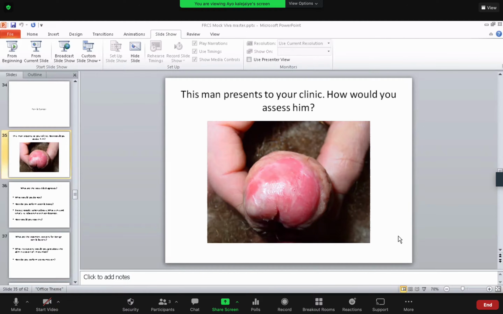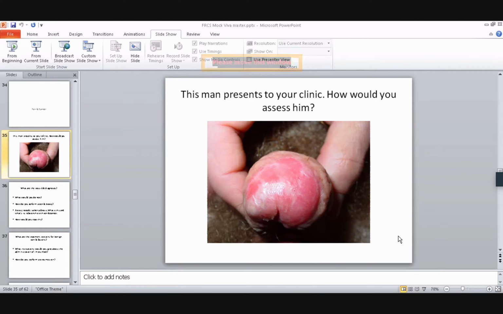Presents to your clinic with this finding, how would you assess him? So I'll see him in my penile cancer clinic with a cancer nurse specialist, where I'll take a history, examine this patient, and arrange some tests.